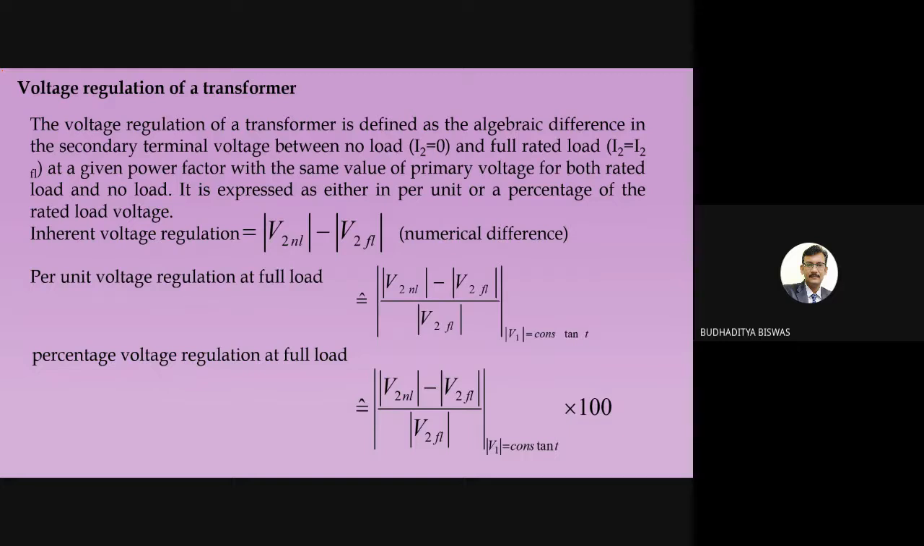And if the interviewer asks you another question, can I make it zero? The answer is no. If a winding carries current, then it has some copper loss. Whatever the quantity, it may be very low, but copper loss is a finite loss. You cannot make it zero. We cannot even make it zero with a superconductor, which has zero resistance.